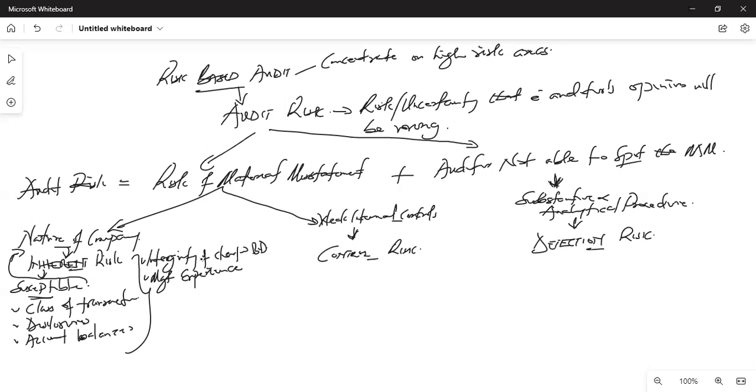Okay, now let's look at control risk. In control risk, we will actually be talking about internal controls. Now, it is the duty of the management to detect, it is their duty to prevent, it is their duty to correct risk. That is majorly due to weak internal controls.